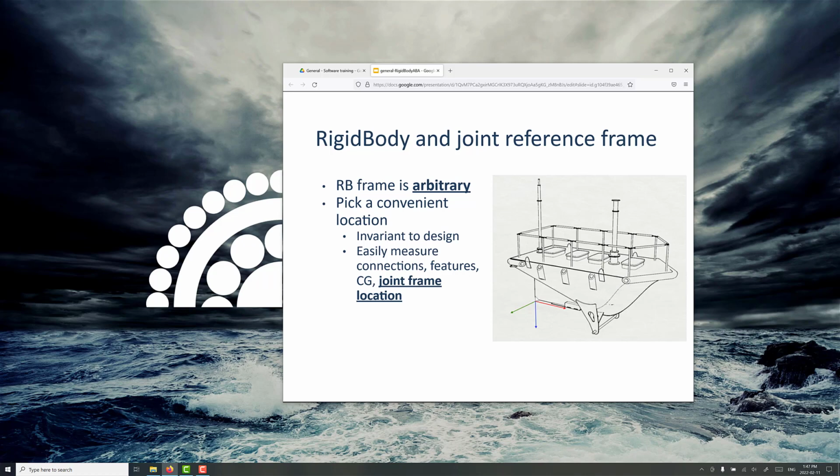So when it's in a location, it's easy to measure different properties. We specify things like the connections, mooring connections, features that we're adding, the center of gravity as well. And when it comes to making articulated body joints, we want an easy way to specify where the joint connection frames are.